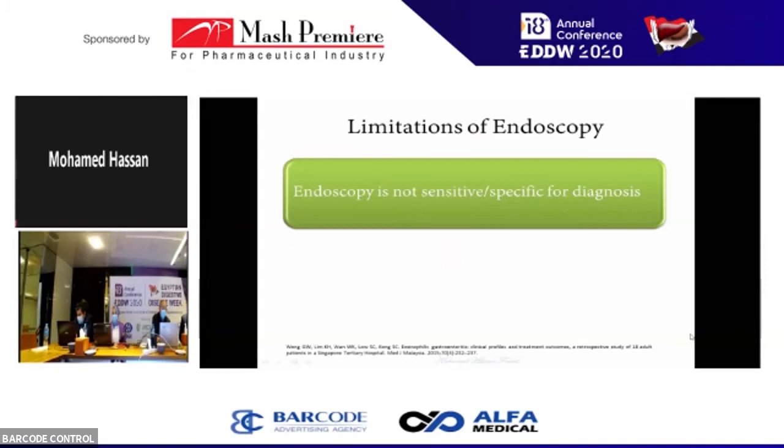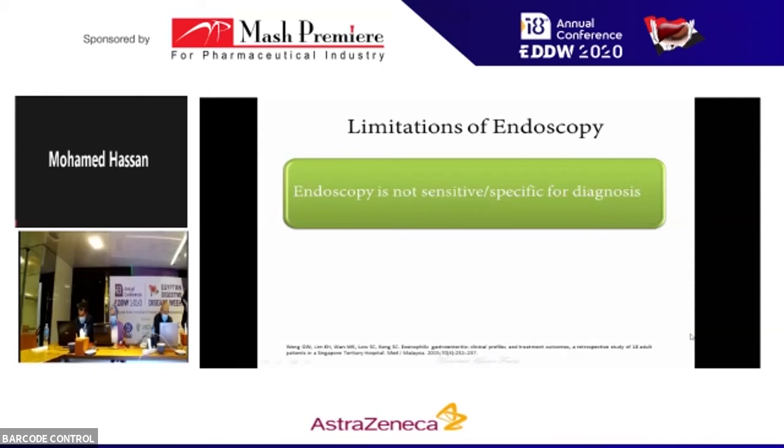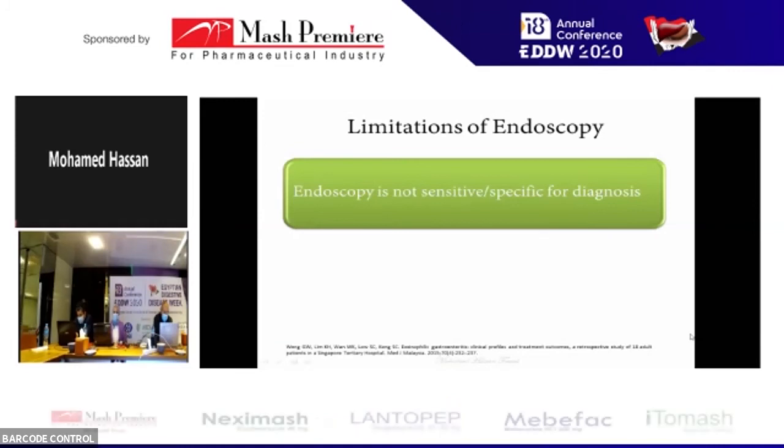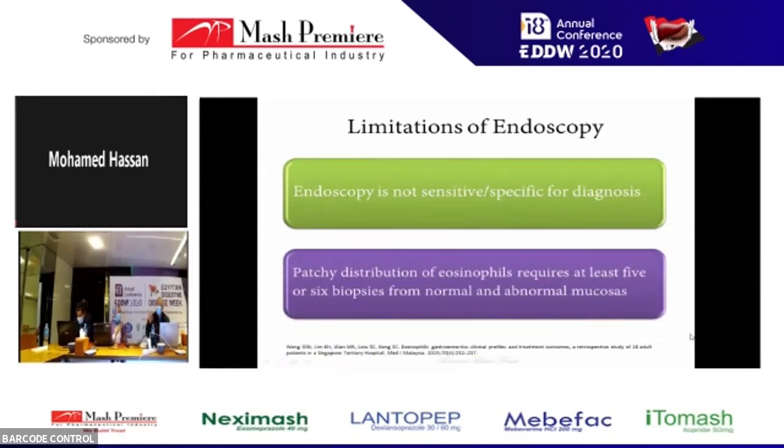There are some limitations of endoscopy in cases of eosinophilic gastroenteritis. Usually, the endoscopy is not sensitive or specific for the diagnosis, because there are many other diseases that share the clinical picture of eosinophilic gastroenteritis. Those diseases include Crohn's disease, ulcerative colitis, lymphoma, and other intestinal and gastrointestinal diseases.